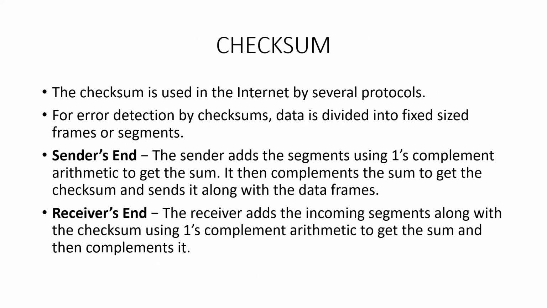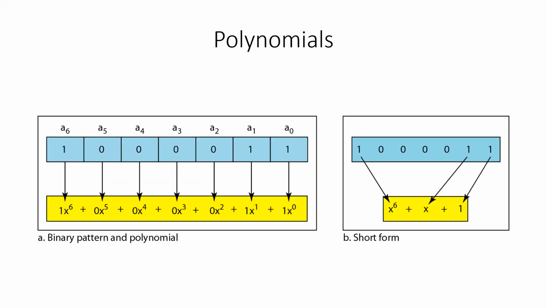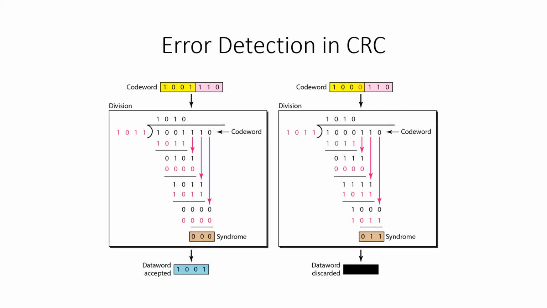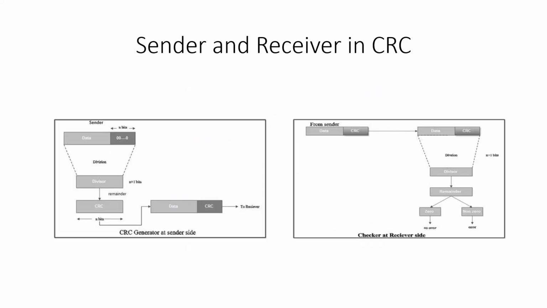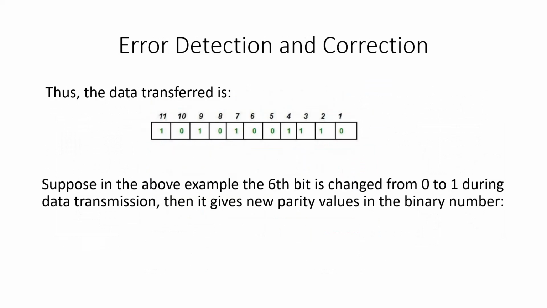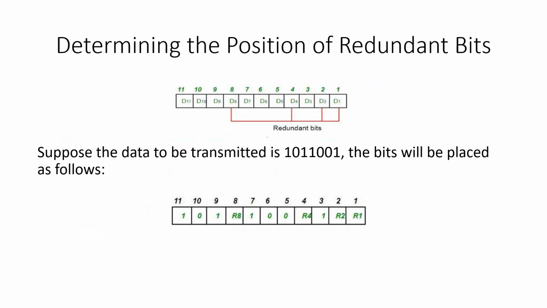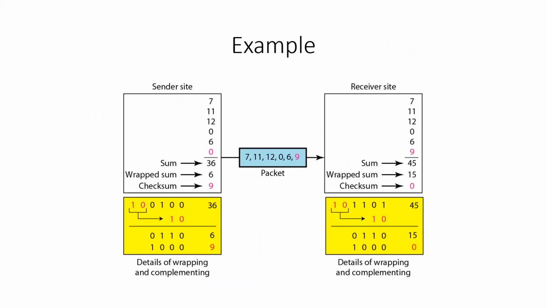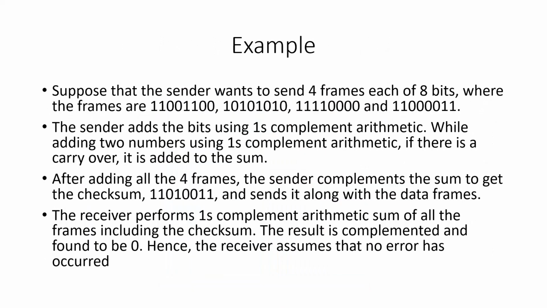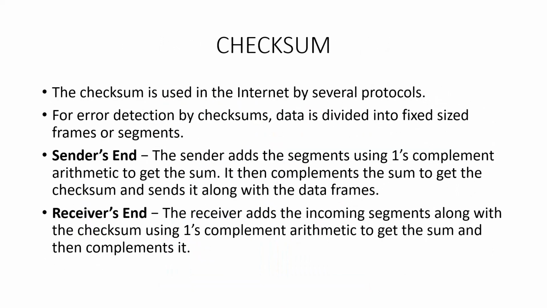So, in yesterday's lecture, we studied some of the error detection mechanisms, CRC, and we studied what is polynomial and Hamming distance, Hamming codes, parity bits. So, today we'll study about checksum. Checksum is also used to detect errors in the internet by several protocols.